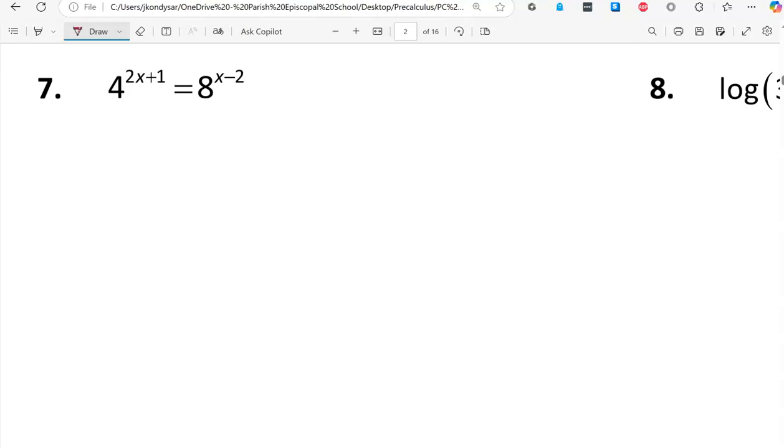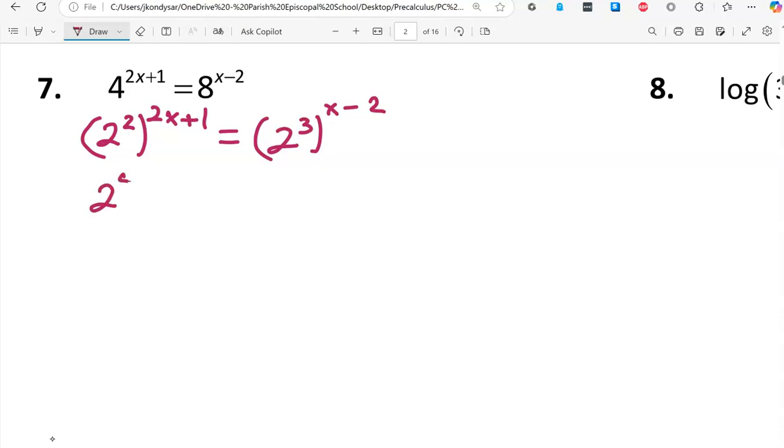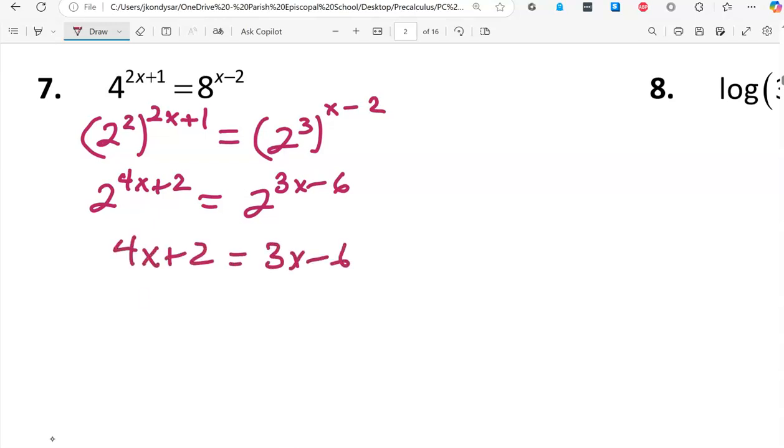In 7, we have an exponential equation for which the bases can be expressed using the same base 2. So 2 squared to the 2x plus 1 is equal to 2 cubed raised to the x minus 2 power. Power to a power, we multiply the exponents and then equate the exponents. Subtracting 3x from both sides and then subtracting 2, we get x is equal to negative 8.